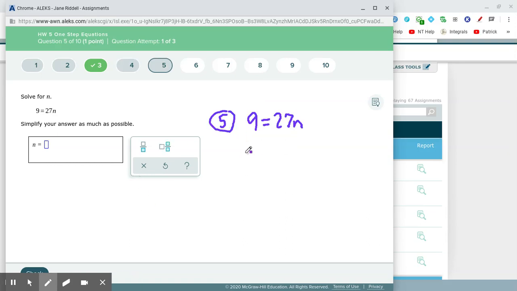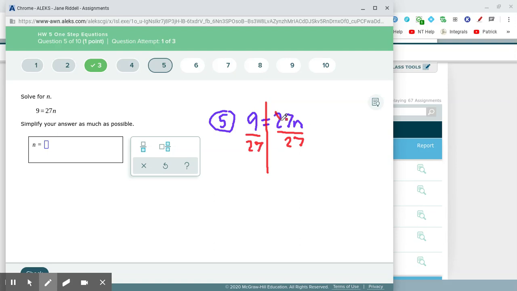All right, so for the next problem, I have problem number 5, and I write my equation, 9 equals 27n. Or I can say that as 9 equals 27 times n. So I'm going to split the left-hand side from the right-hand side. Left-hand side only has a number, but on the right-hand side, there's this variable. So I want to undo whatever's on the same side as my variable. Right now I have 27 times n. So what's the opposite of times? It's divide. So I'm going to divide by 27. I'm dividing by the number that's on the same side as n. So now I'm going to divide both sides by 27.